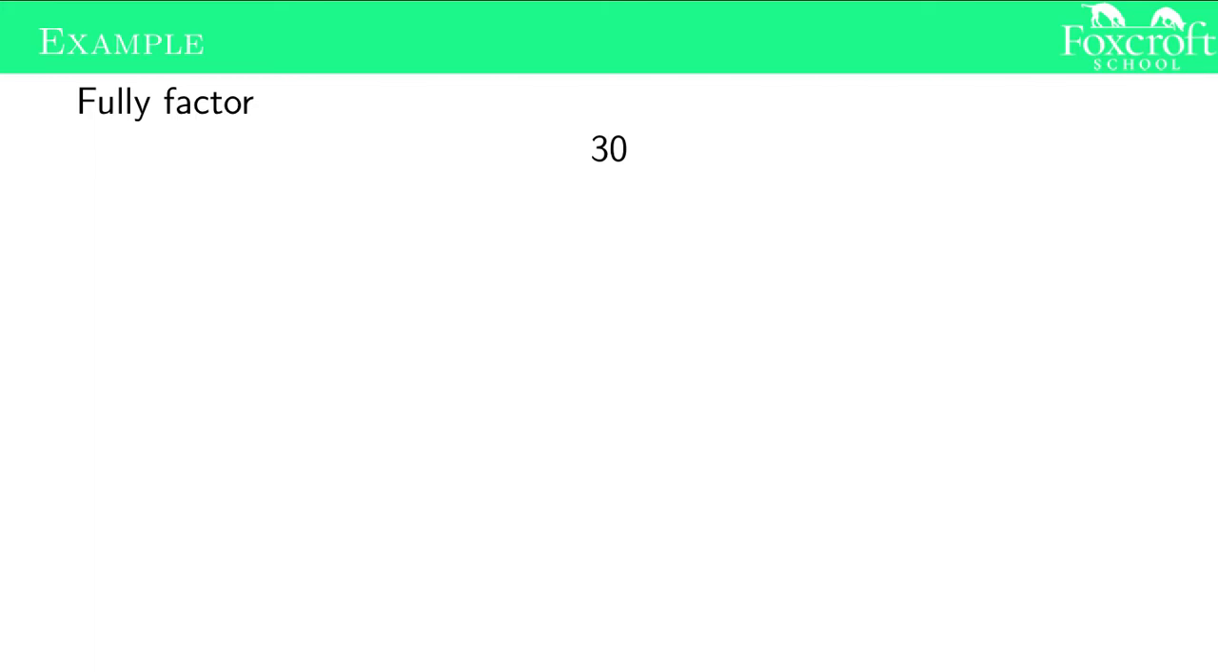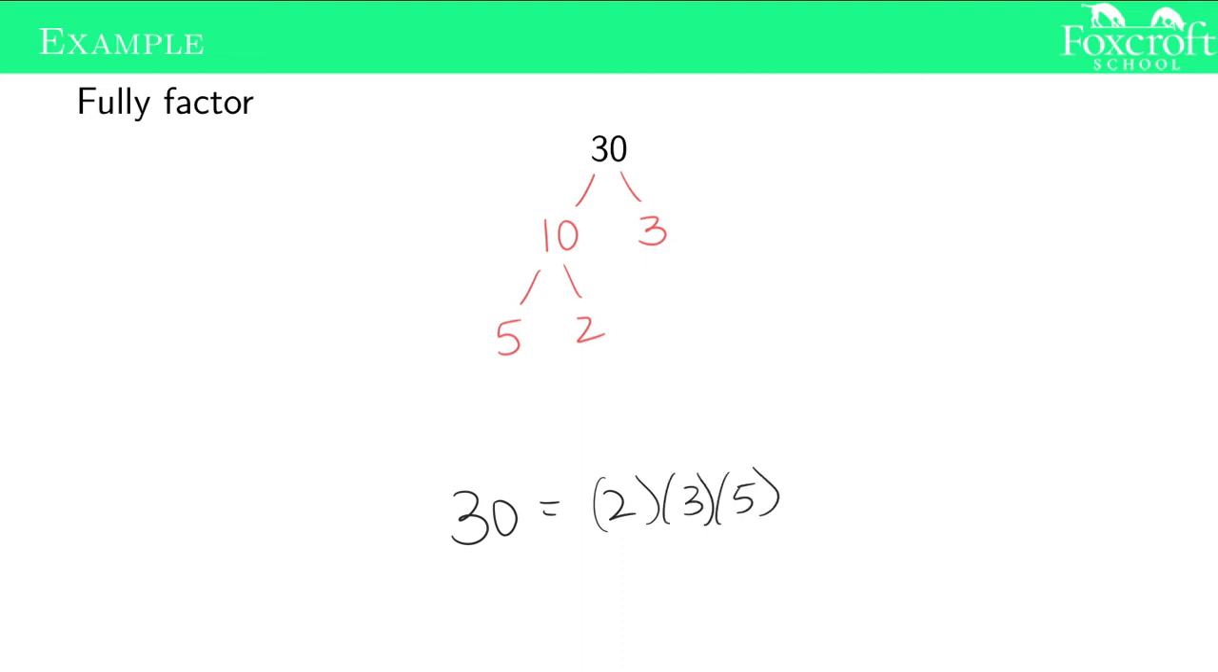30 is a number. But 30 I can break up into 10 times 3. And 10 I can break up into 5 times 2. So the fully factored version of 30 would be a copy of a 2 times a copy of a 3 times a copy of a 5. This is what we mean by factoring.